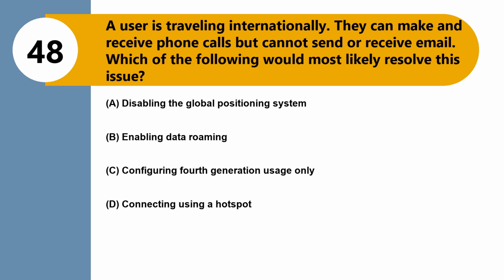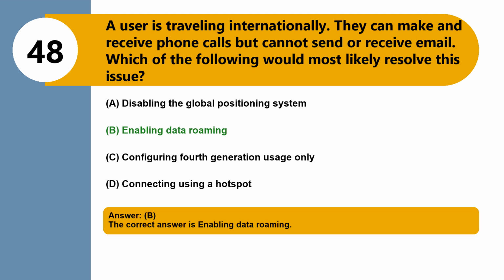Question 48. A user is traveling internationally. They can make and receive phone calls but cannot send or receive email. Which of the following would most likely resolve this issue? Option A, disabling the global positioning system. Option B, enabling data roaming. Option C, configuring fourth generation usage only. Option D, connecting using a hotspot. The correct answer is option B, enabling data roaming.